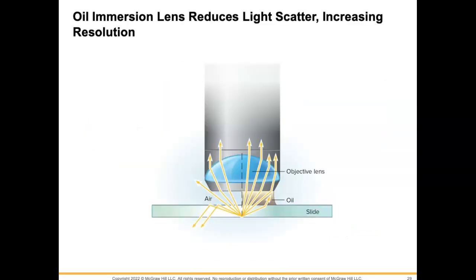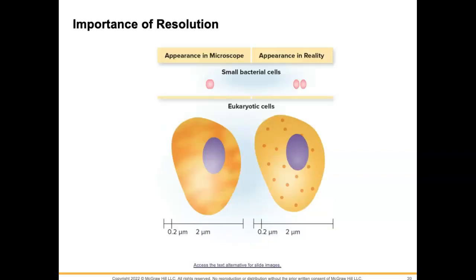What is the point of the oil? When we put a drop of oil on the slide, the oil immersion lens reduces light scatter and increases resolution. So by putting that drop of oil between the lens and the slide, that reduces the light scatter that would be lost otherwise.